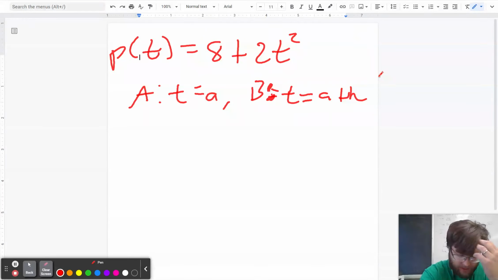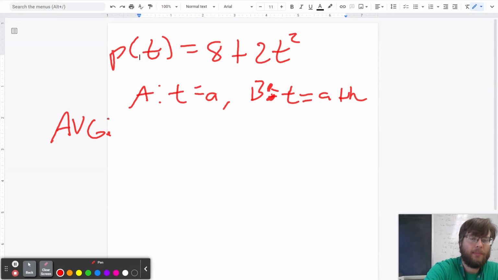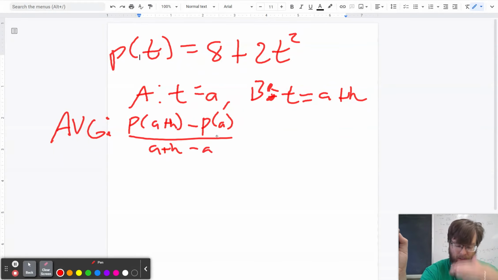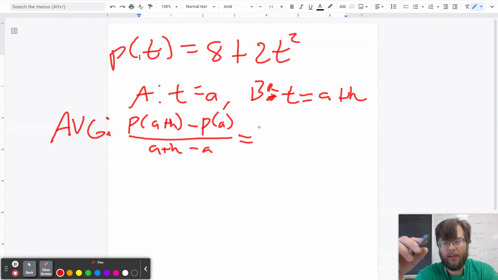It wants us to find the average velocity as it moves from A to B, and then the instantaneous velocity as it passes through A. So the average velocity is going to be P of a plus h minus P of a, divided by a plus h minus a. I'm just doing the rise over run idea. It's a secant line because it's an average that's connecting two separate dots.